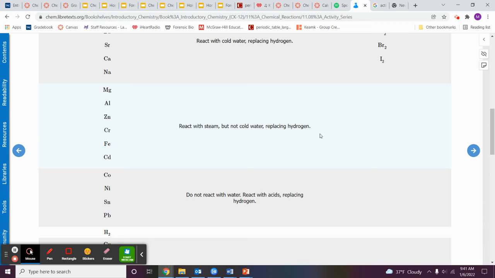So this is where you go to your table and you look and you say, okay, where is magnesium? And then where is that hydrogen? So magnesium is 1, 2, 3, 4, 5, 6th one down. So can magnesium replace hydrogen? Yeah. So what it's going to do now is it's going to replace hydrogen. So now Mg is with Cl, and now H is by itself.